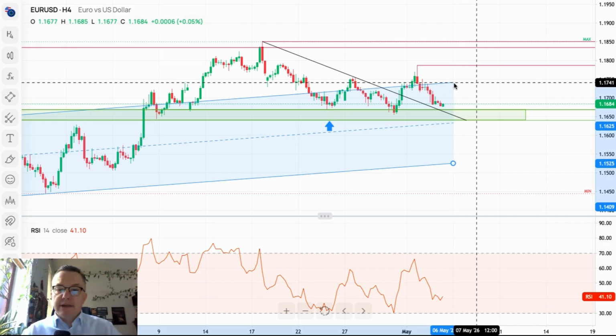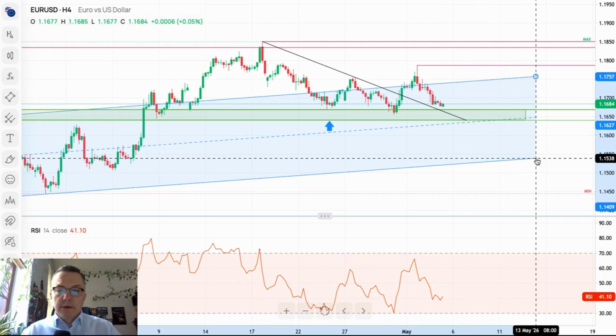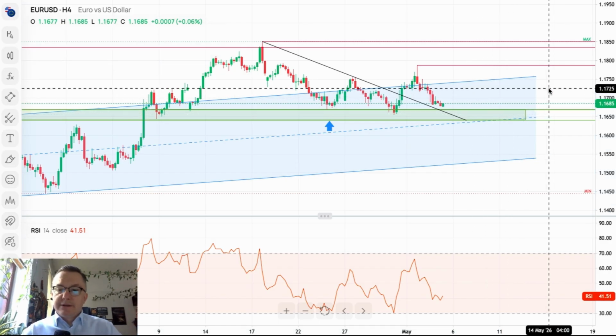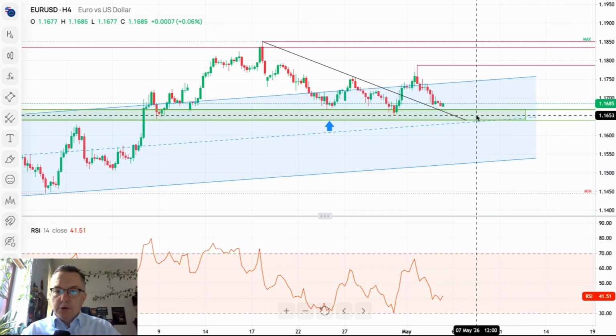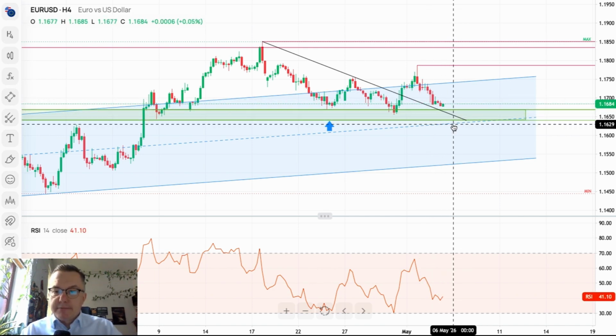If we extend our channel, I need to grab this one, I guess. There you go. Okay, channel is extended. You can see that we are back inside of the channel, and now we are testing or are about to test the upper channel line. This is the level of 1.1670. This is the level of 1.1641. This is the demand zone. So we are about to test the middle of the channel line.